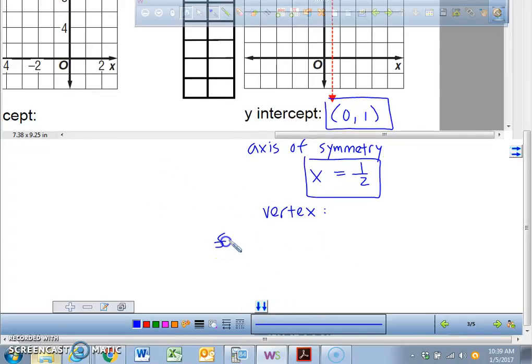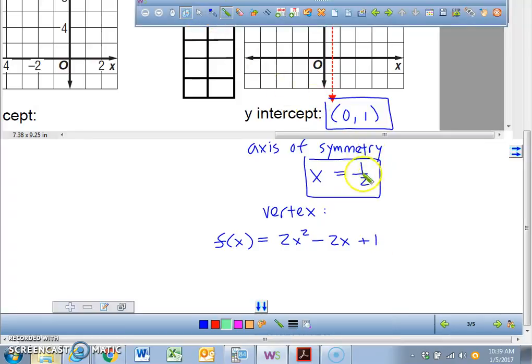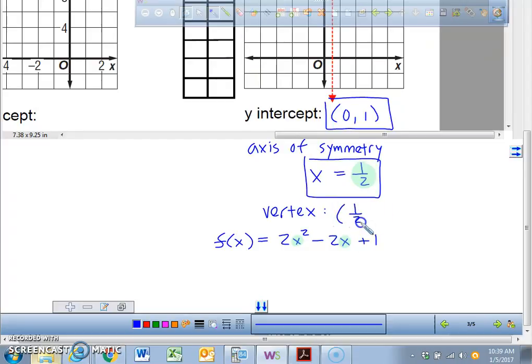So let's go back to our original quadratic function, which was 2x squared minus 2x plus 1. What I'd like you to do is I would like you to take this half, and I would like you to plug it in for x right here, and I want you to plug it in for x right here, because the vertex, we already know our x value. The x value for our vertex is the half that we just found. What we need to find, everybody, is we need to find f of x. By the way, what does f of x represent? It represents our y value.